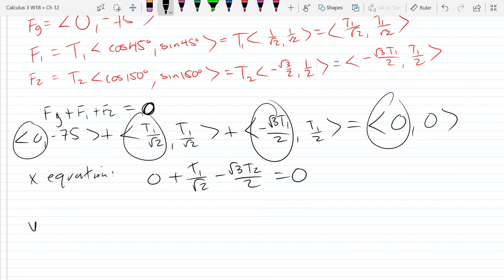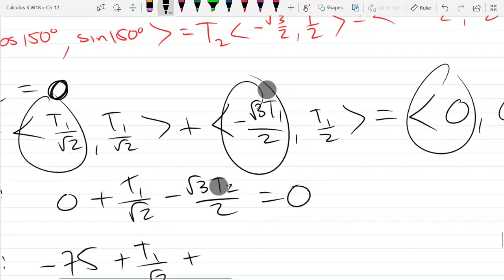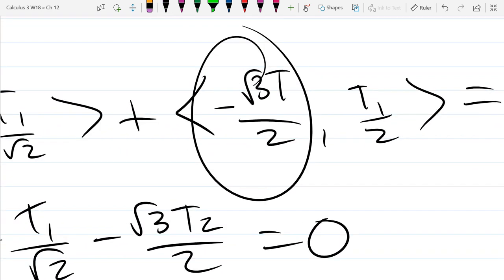Our y equation is negative 75 plus T1 over square root 2. Uh-oh, something's wrong. I should not have so many T1s in here. Those should be T2.